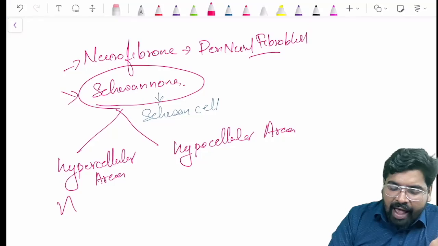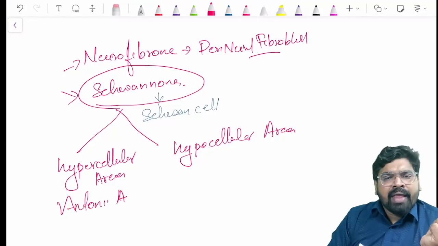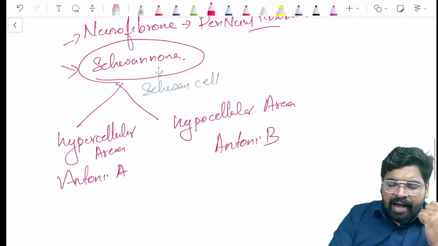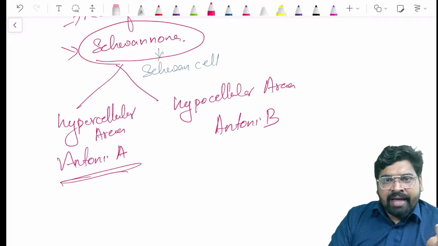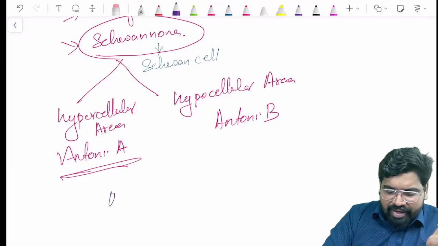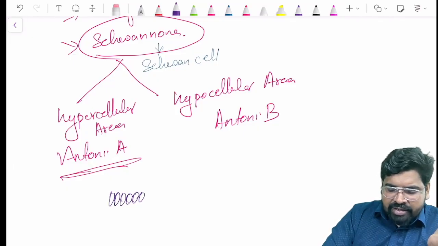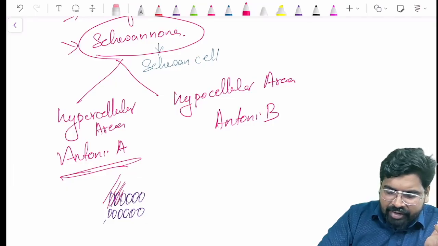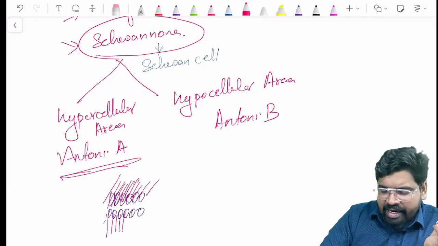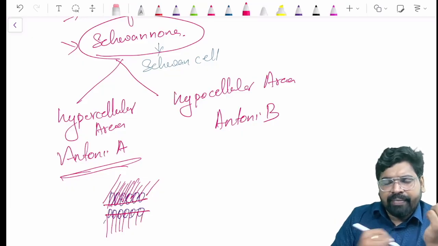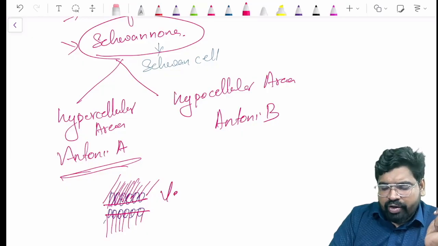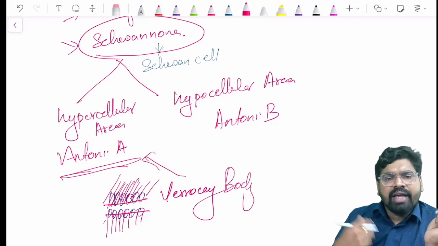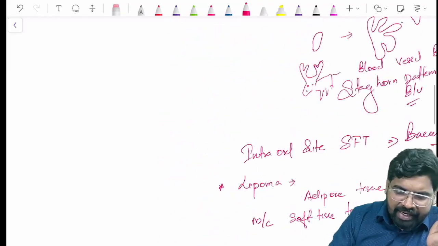Hypercellular area is called Antoni A area, and hypocellular area is called Antoni B area. In Antoni A area, most of the cells are arranged in a palisaded pattern. The nuclei will be arranged in a palisaded pattern. The cells will be arranged in a line like this. All the nuclei will be arranged in a line. This type of arrangement is called a Verocay body. Verocay bodies are seen in Antoni A area. I will show you the image here, then it will be very clear to you.